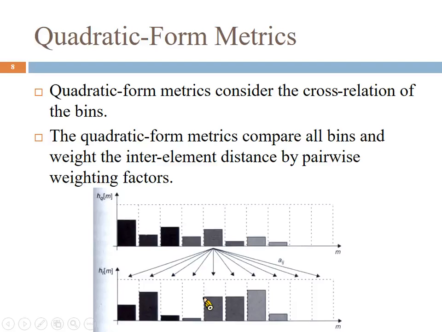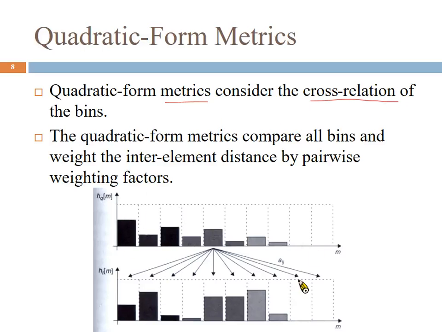The distance matrices mentioned above are all Minkowski form matrices, and we know the shortcomings of such types of matrices. So we can use another type of matrix to complement or to improve the distance matrix. This is the so-called quadratic form matrix. The quadratic form matrix considers the cross relation of the bins.